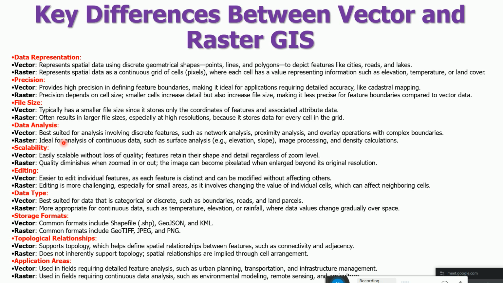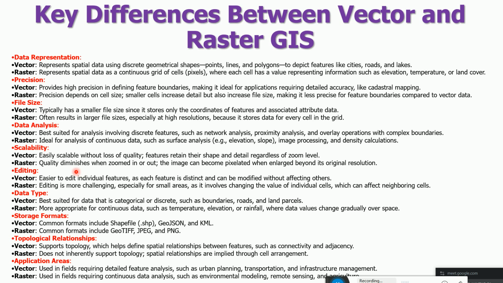Data analysis. Vector is best suited for analysis involving discrete features such as network analysis, proximity analysis, and overlay operations with complex boundaries. This is the best in Google Maps. Suppose that you want to make a traffic data analysis, then you have to use vector data, because it just gives the attribute table. Raster data is ideal for analysis of continuous data such as surface analysis, for example elevation and slope, image processing and density.